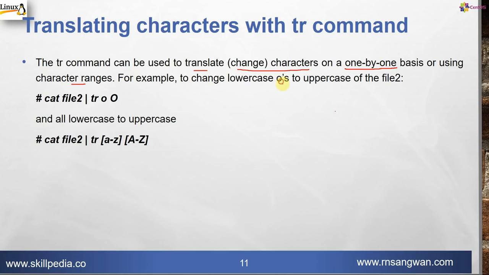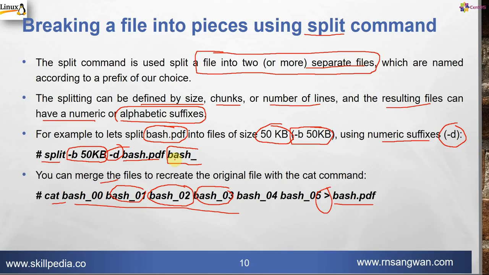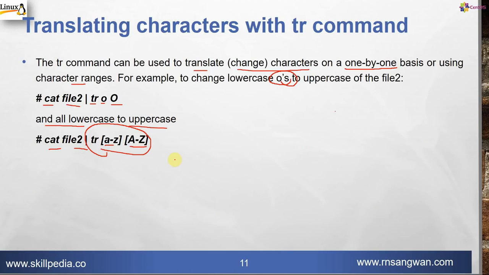For example, to change all lowercase o to uppercase O in file2, you can use cat file2 | tr small o to uppercase O. You can also change all lowercase to all uppercase: cat file2 | tr with the range a-z to A-Z. Let us see both the commands. First is the split command, and second is tr. In fact, split is okay, I don't think I need to demonstrate, but this tr command is worth watching. Let's watch it.